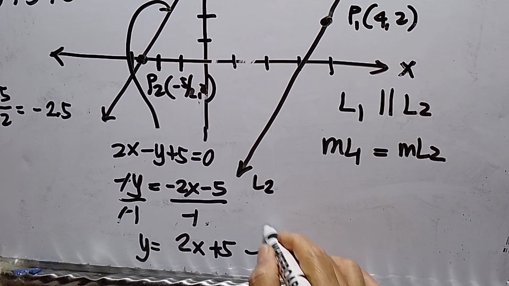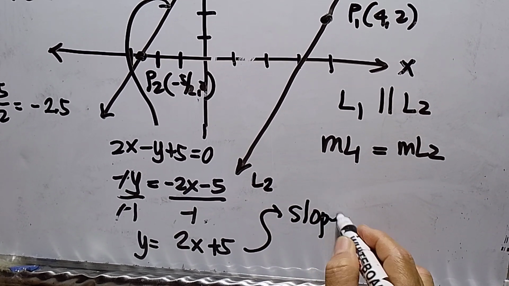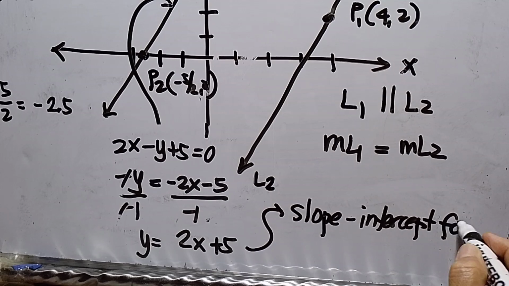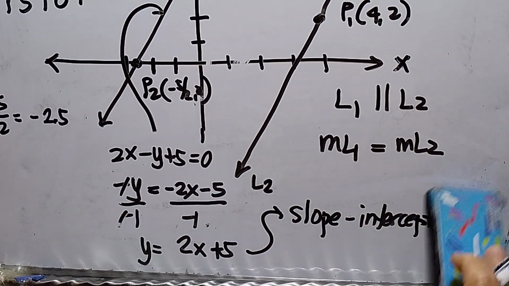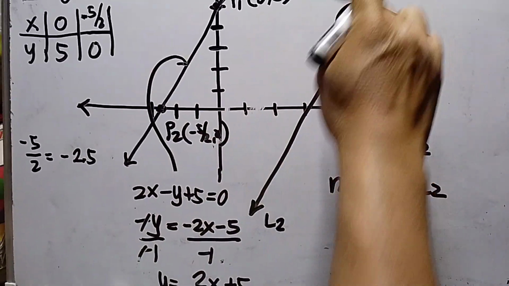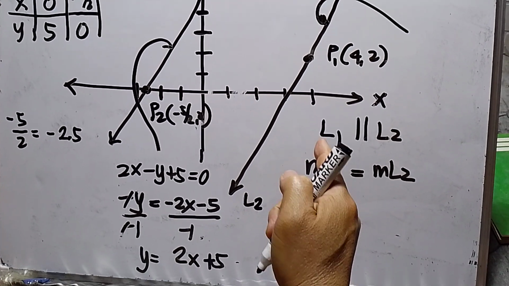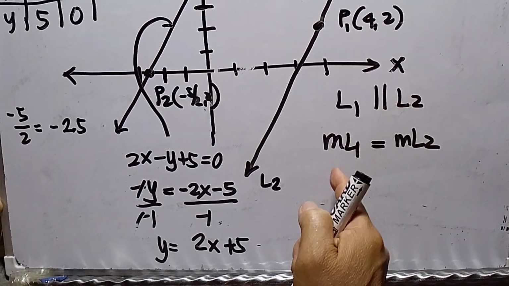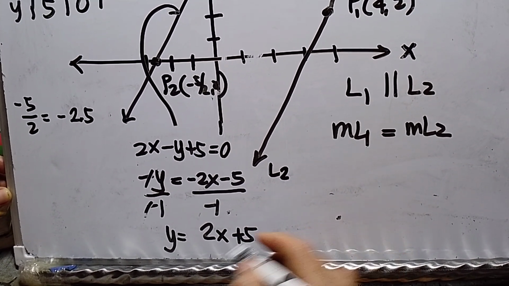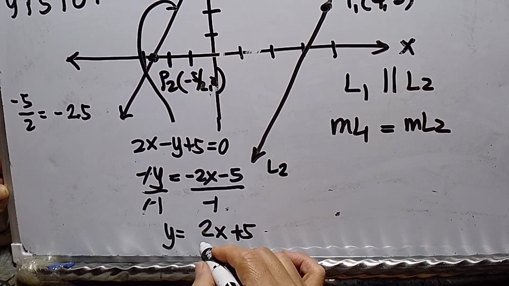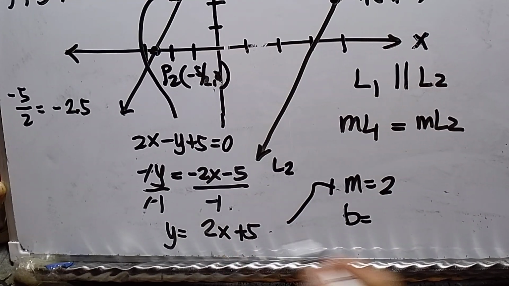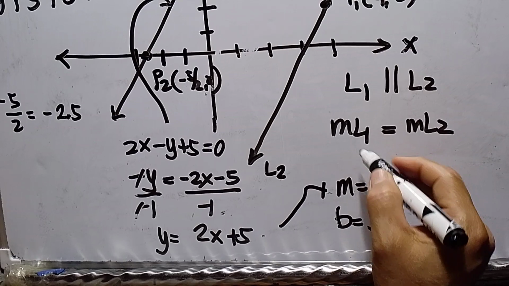By the way, this is the slope-intercept form. Okay, so I have here the slope for line 1, because this is line 1 and this is line 2. As I said, if line 1 is parallel to line 2, the slope of line 1 is equal to the slope of line 2. So the slope of line 1 is 2, because I have m equals 2, and my y-intercept for line 1 is 5.